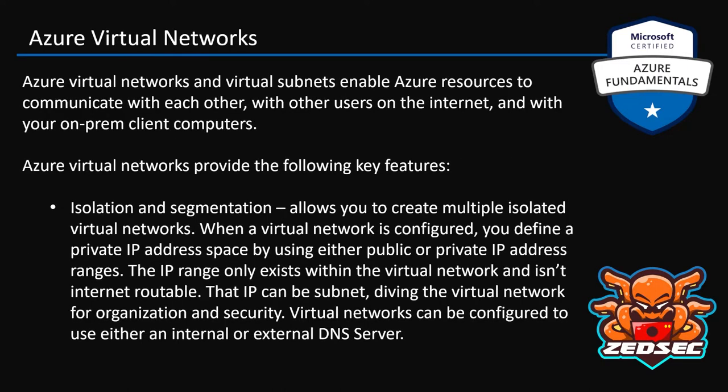Azure Virtual Networks and Virtual Subnets enable Azure resources to communicate with each other, with other users on the internet, and with your on-prem client computers. So, Azure Networks provide the following key features: isolation and segmentation, allowing you to create multiple isolated virtual networks. When a virtual network is configured, you define a private IP address space by using either a private or a public IP address range, and the IP ranges only exist within the virtual network. It isn't internet routable. The IP can be subnetted, dividing the virtual network for organization and security, and virtual networks can be configured to use either an internal or an external DNS server.